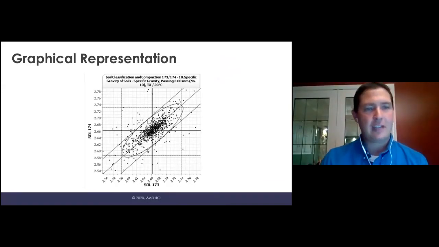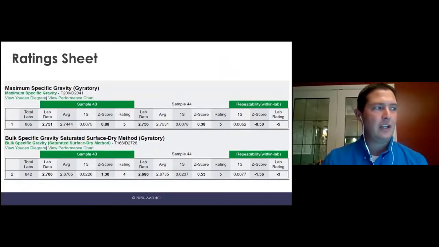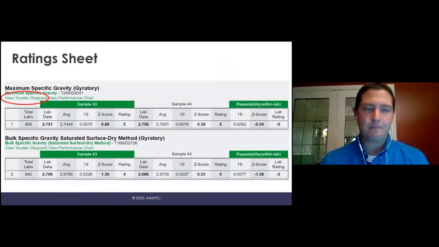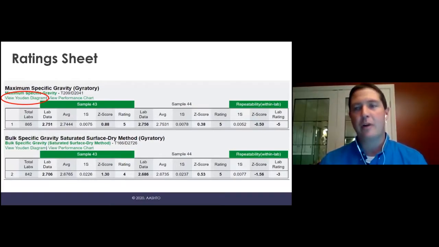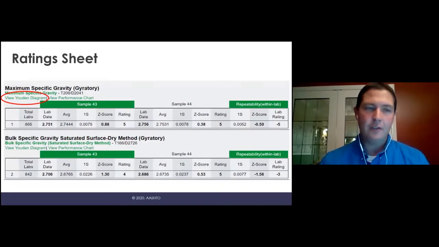Here's an example of the scatter plot. You can see them when you go to your ratings page. In the upper left-hand corner there, you can see the ellipse that we have where we circled where you can find it. And you obviously will receive a Uden plot, scatter diagram, for every single test parameter that's in the scheme. If you submit data for it, it's there. If you don't submit data for it, you don't have access to it.